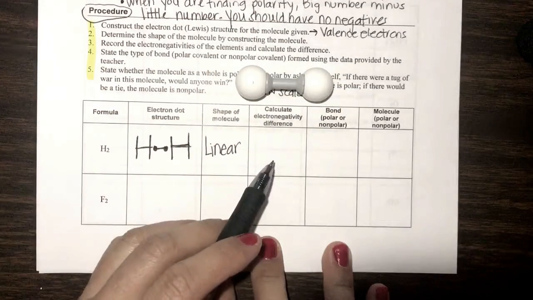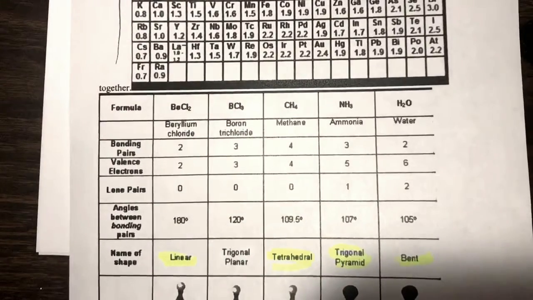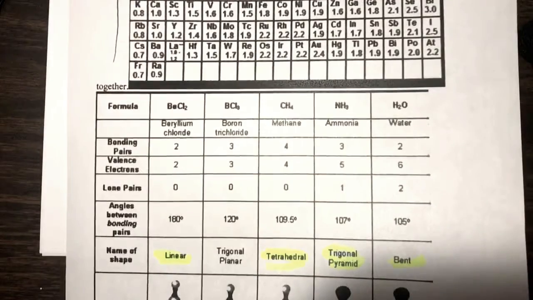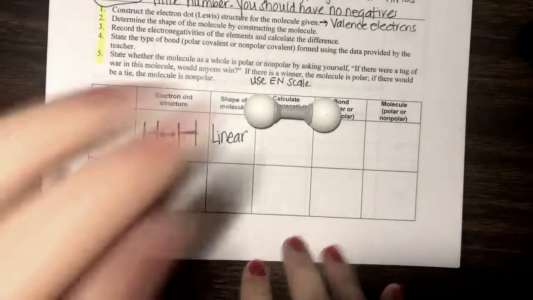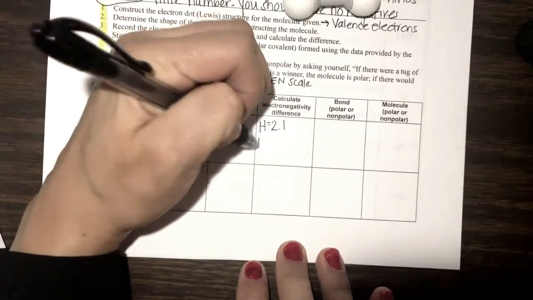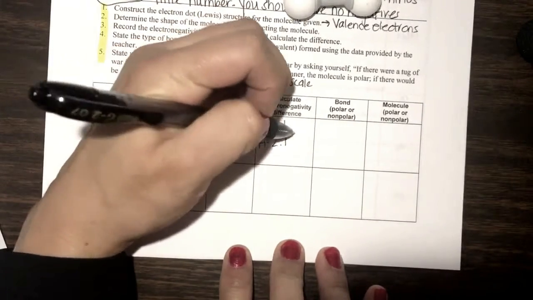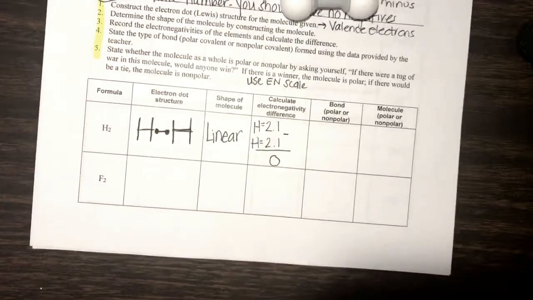Calculate the electronegativity difference. That's when we're going to go to this worksheet. Hydrogen is right here. Everyone find it on your paper in front of you, hydrogen. Okay, and it's 2.1. So we're going to subtract. So H is 2.1. The other molecule in this question was 2.1, and we're subtracting them. So it gives me 0.